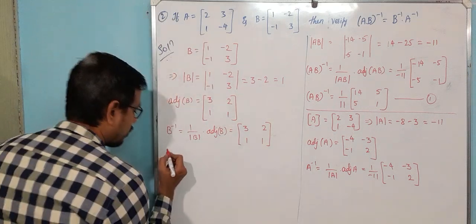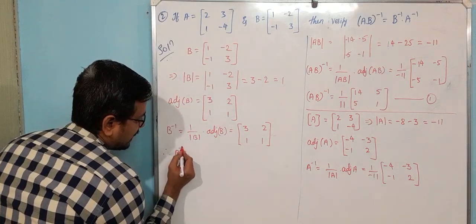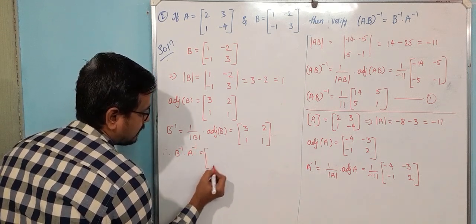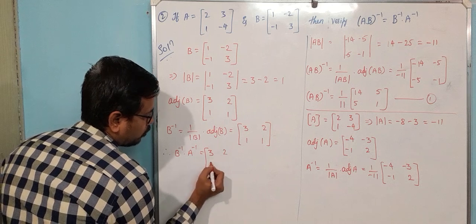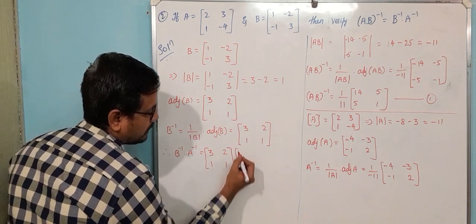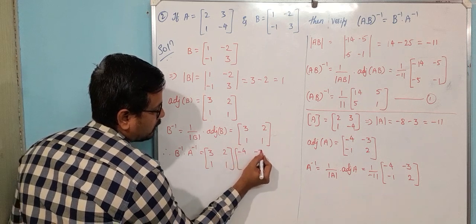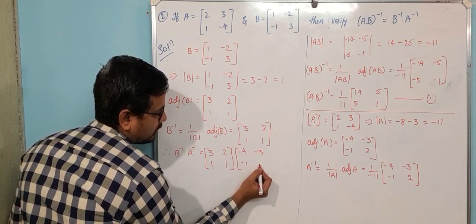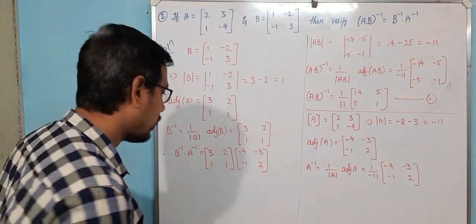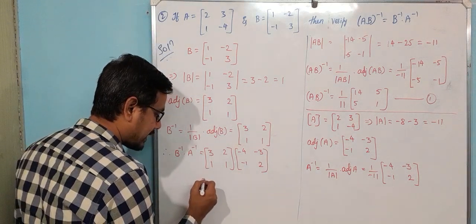Right? So B inverse into A inverse. What is the value? B inverse is 3, 2, 1, 1 into A inverse, which is minus 4, minus 3, minus 1, 2. Right? So now if I simplify this, what will I get?